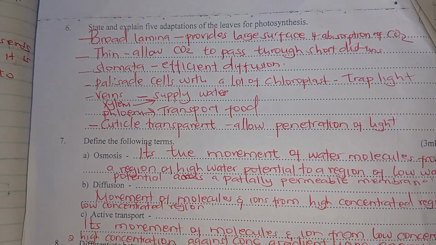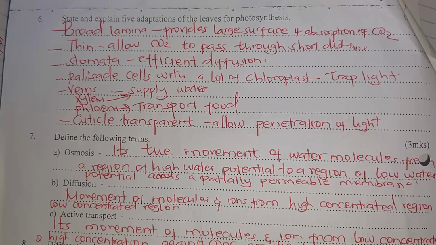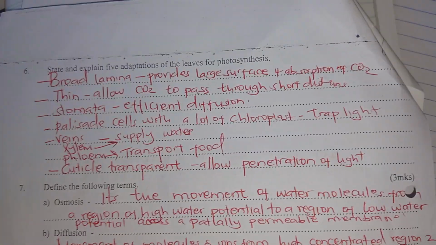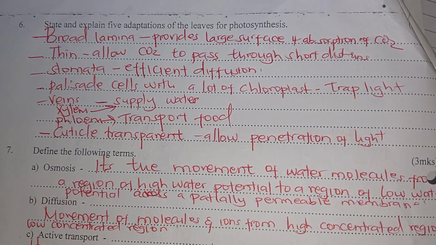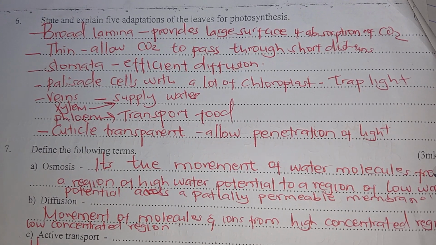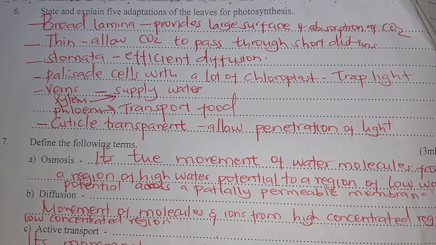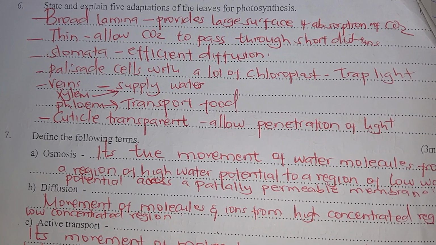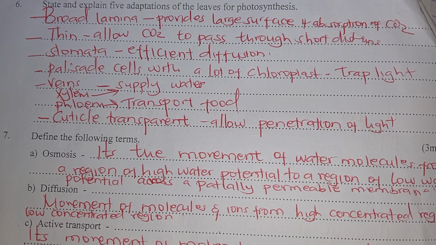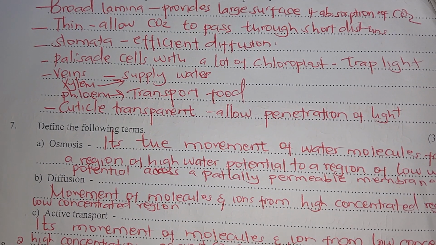Then state and explain 5 adaptations of leaves for photosynthesis. They have a broad lamina to provide a large surface area for absorption of carbon dioxide. They are thin to allow carbon dioxide to pass through. They have stomata for efficient diffusion of gases. They have palisade mesophyll cells that have a lot of chloroplasts, to enable them to trap sunlight.